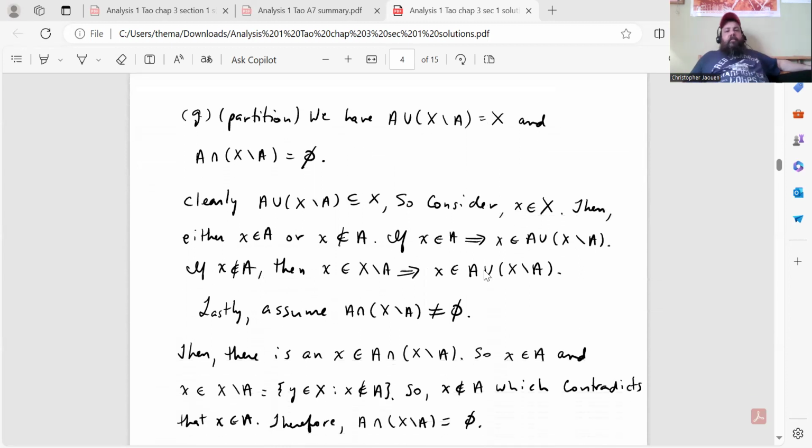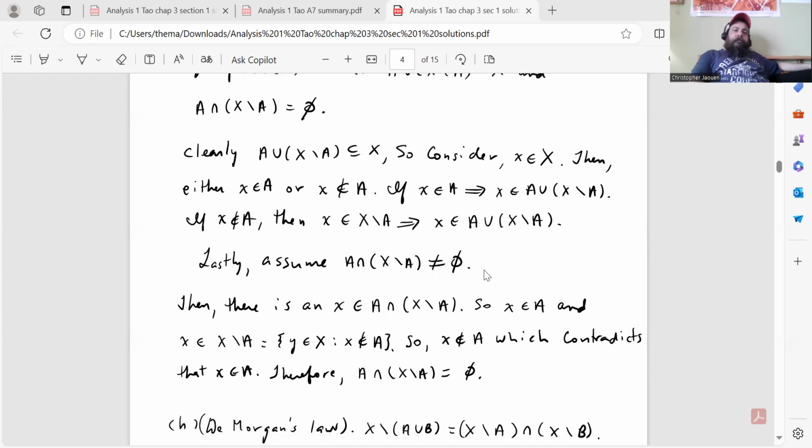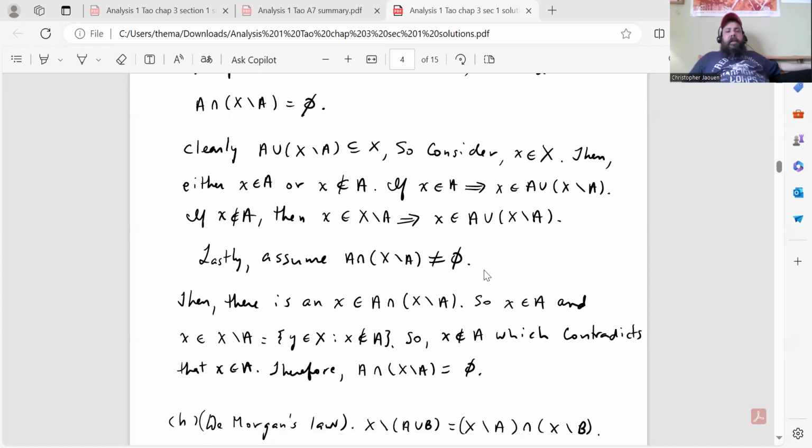All right, let me prove part G next, which is the partition part. We have A union (X minus A) equals X, and A intersect (X minus A) equals the empty set. So here's the proof. Clearly, A union (X minus A) is a subset of X. So consider x in the set X. In other words, I want to show that X is a subset of A union (X minus A). That would show that the two sets are equal.